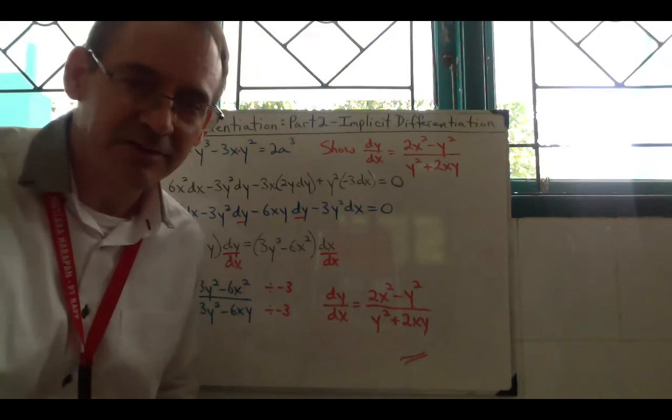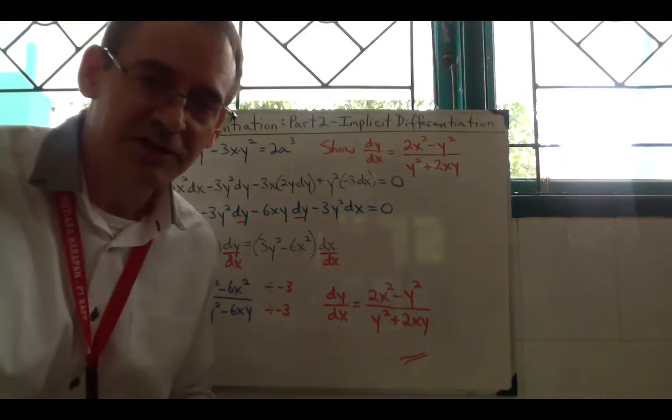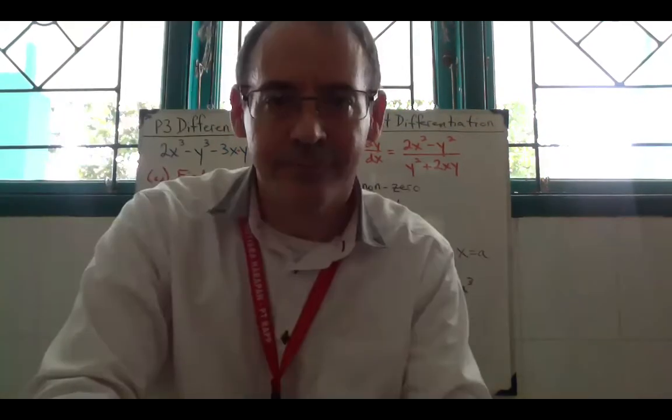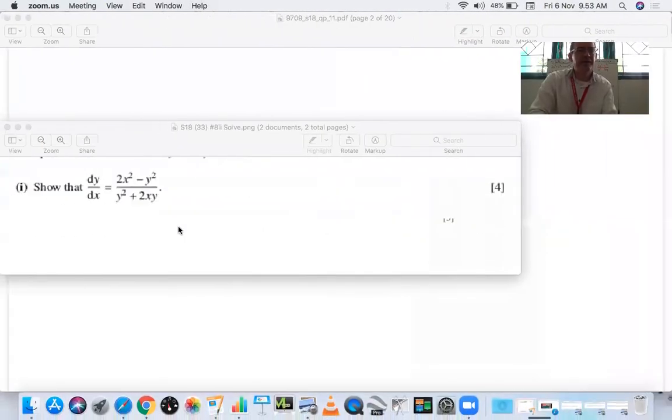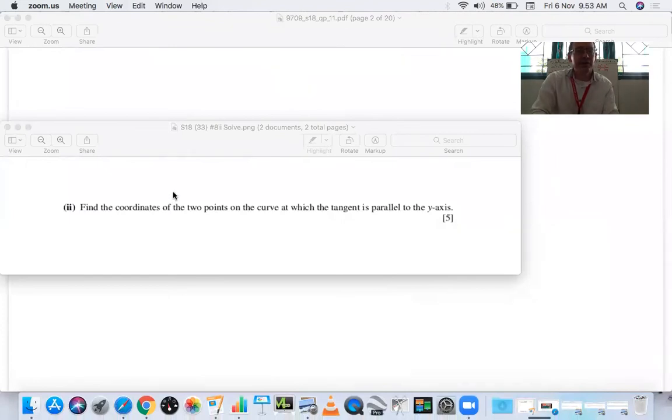Now we need to look at the second part of the problem to see what application we need to do. The second part of our question says, find the coordinates of the 2 points on the curve at which the tangent is parallel to the y-axis. So find the coordinates, so both the x and y, of the 2 points, so 2 sets of coordinates, at which the tangent is parallel to the y-axis.